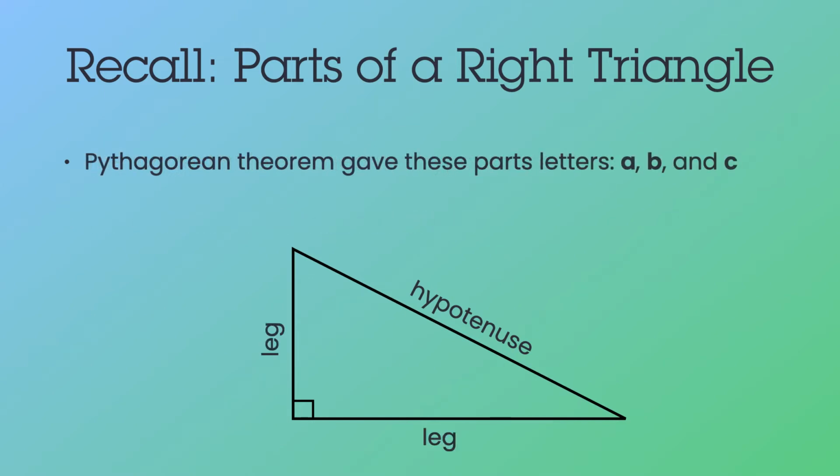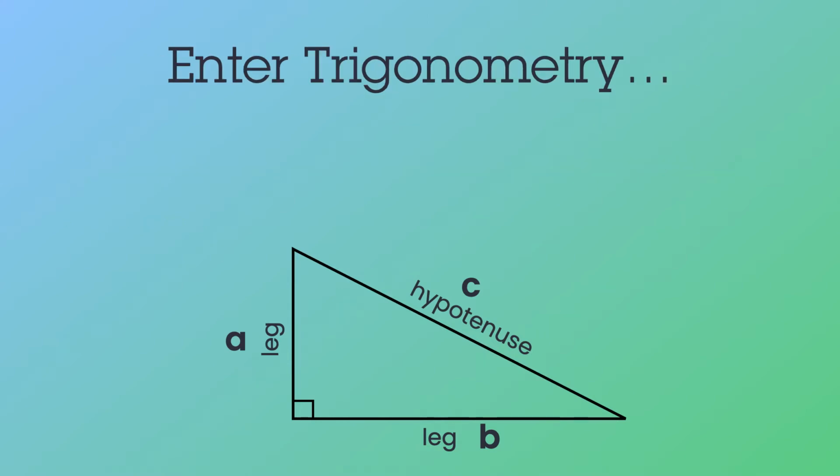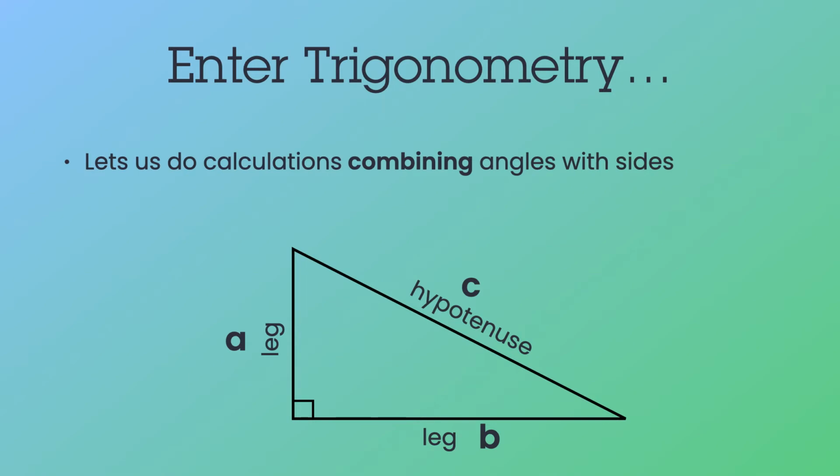Pythagorean theorem gave these parts letters. They said A, B, and C, and let us use the formula a squared plus b squared equals c squared to find a third side when we had two of them. But now with trigonometry, we'll be able to do calculations combining angles with sides. We no longer have to separate just using angles or just using sides. We can put them together.